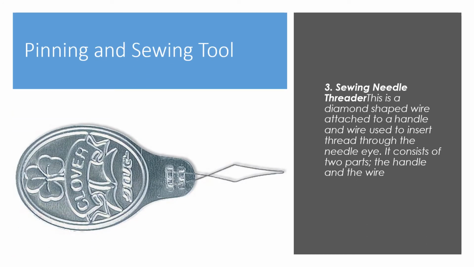Pinning and sewing tool. Number 3 is a sewing needle threader. This is a diamond-shaped wire attached to a handle, used to insert thread through the needle eye. It consists of two parts, the handle and the wire.